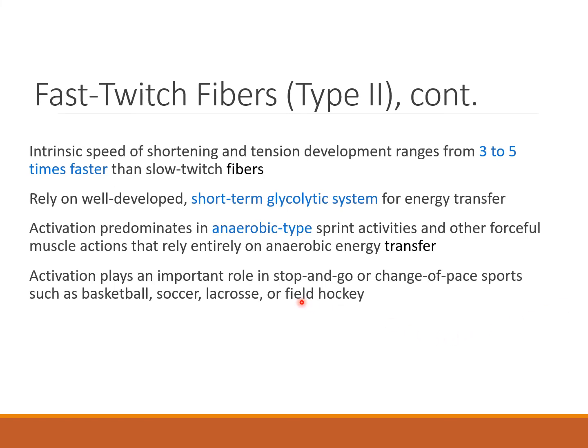Now, fast twitch fibers' intrinsic speed of shortening and tension development ranges from 3 to 5 times faster than slow twitch fibers. They rely on a well-developed short-term glycolytic system for energy transfer, and activation predominates in anaerobic sprint-type activities and other forceful muscle actions that rely entirely on anaerobic energy transfer. Activation plays an important role in stop-and-go or change-of-pace sports such as basketball, soccer, lacrosse, field hockey, ice hockey, anything like that. You want that really rapid response that allows you to change pace or direction quickly.